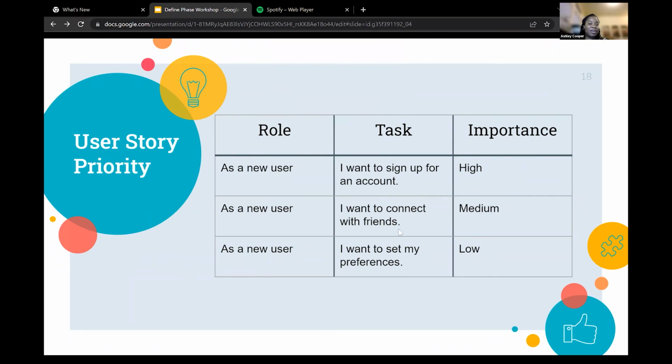They want to sign up for an account. They want to connect with friends, and they want to set their preferences on an app. And from this, you'll label the importance, and they can be high, medium, or low importance. And usually when making an MVP, you would set your goal to use majority of your high or medium important user stories so that the little ones can be implemented later on in later releases.